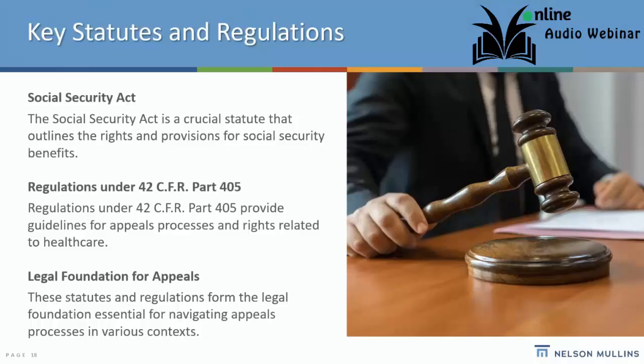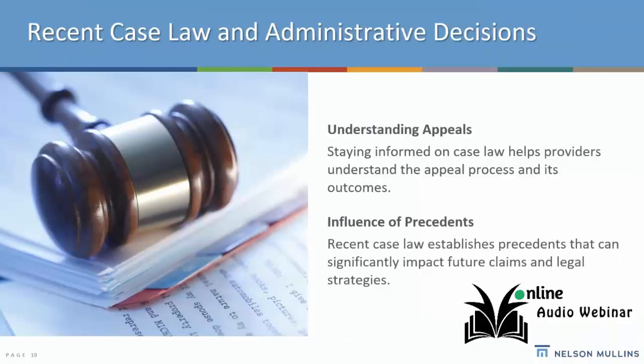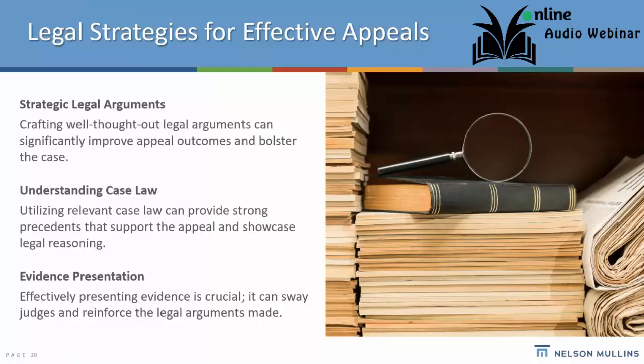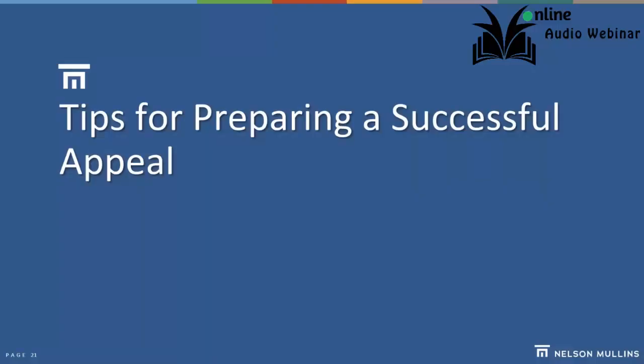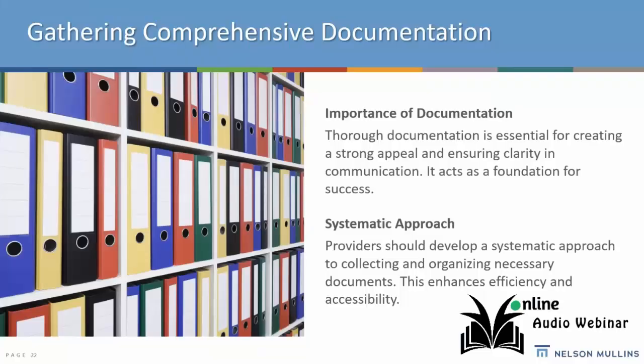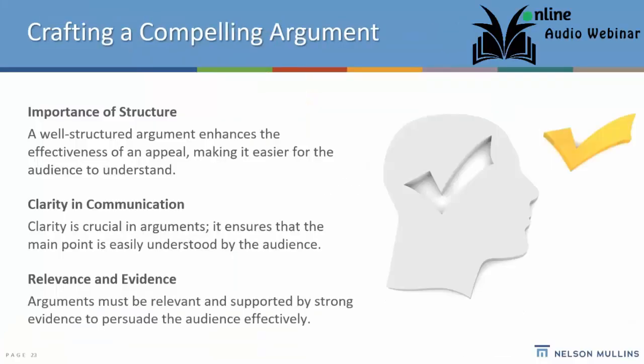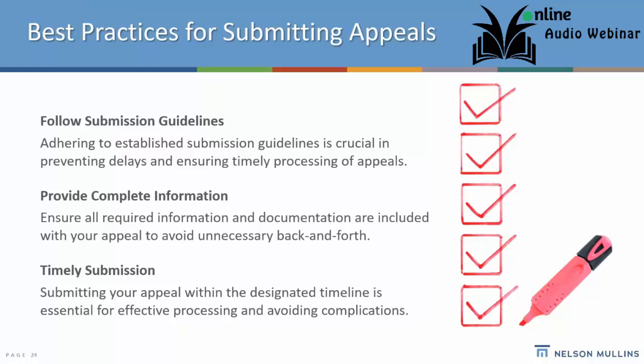These are the important regulations or acts that pertain to Medicare and Medicaid provider reimbursements. You should really stay apprised of recent case law to understand the appeal process and its outcomes. Legal strategies for effective appeals. Tips for preparing a successful appeal. Gathering comprehensive documentation. Crafting a compelling argument. Best practices for submitting appeals.